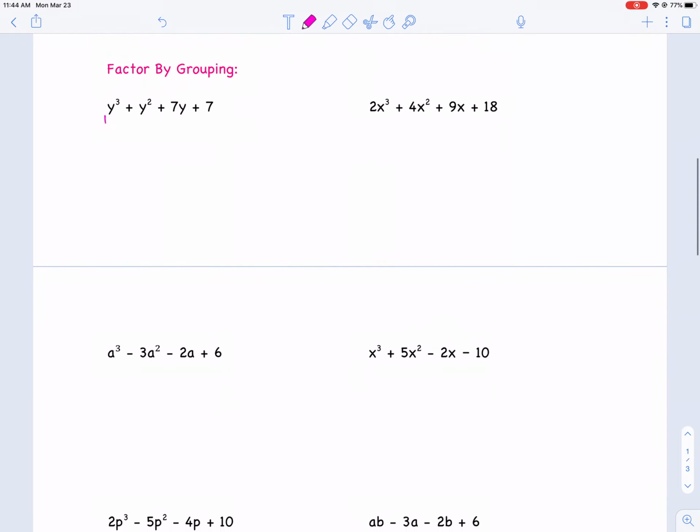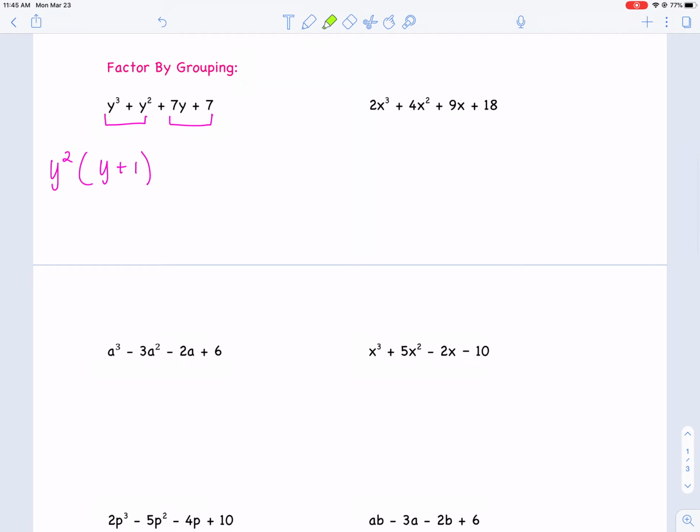So I'll jump around and do a few, but let's just take a look at this first example. I'm grouping these first two and these second two together. The GCF of the first two is y squared, and I would have y plus 1 left over. Since this term here is a plus, that's what comes down. That sign is really important. So since that is a plus, I bring down a plus, and the GCF between 7y and 7 is 7. If I divide each of these by 7, I get y plus 1.